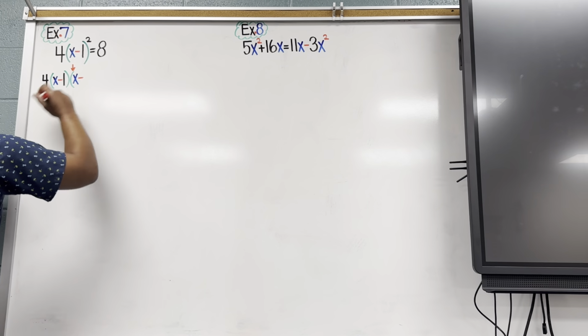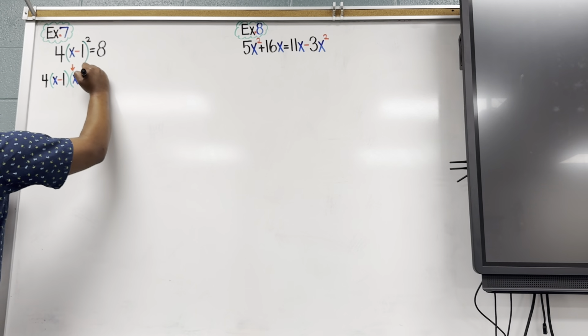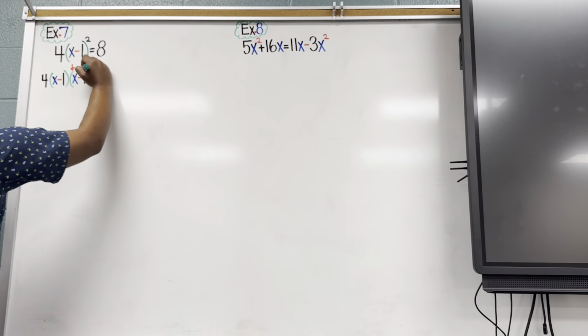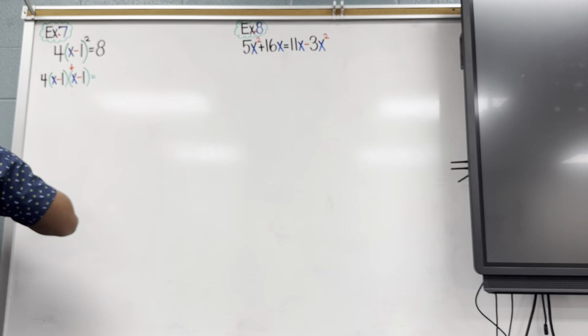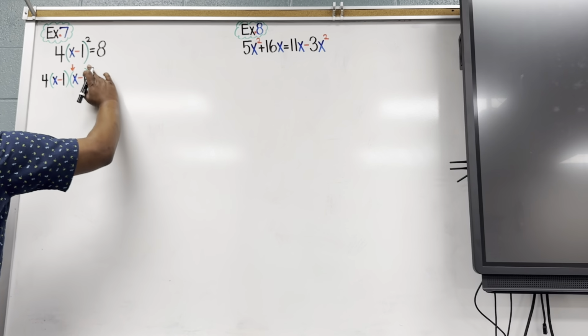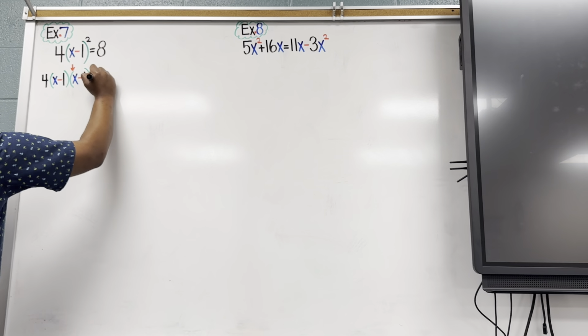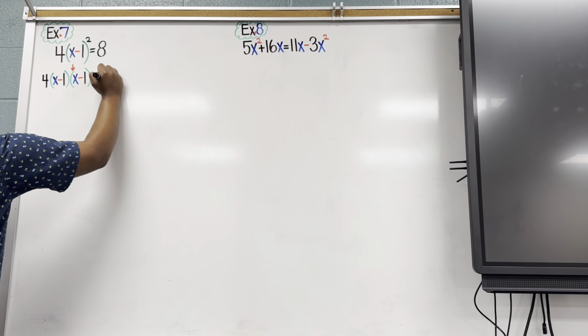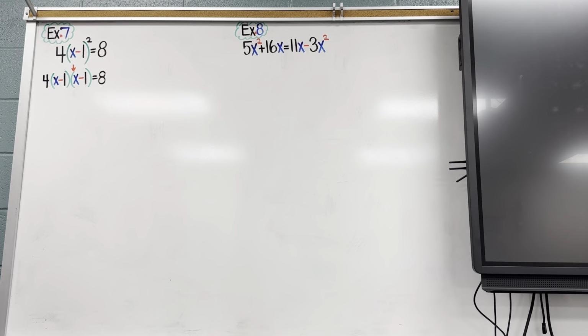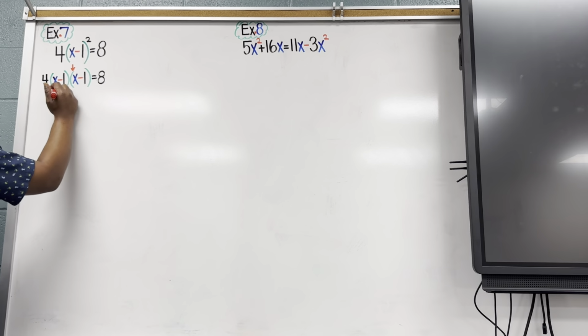x minus 1, equals 8. We're going to move 8 to the left side after we finish the factoring part. So equals 8. Now what we're going to do is multiply out these two parts right here.